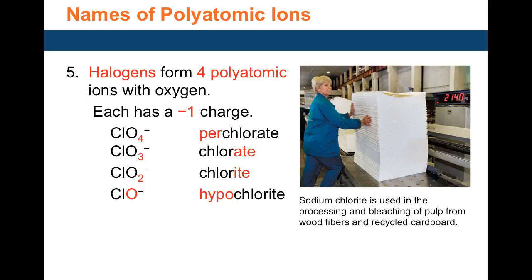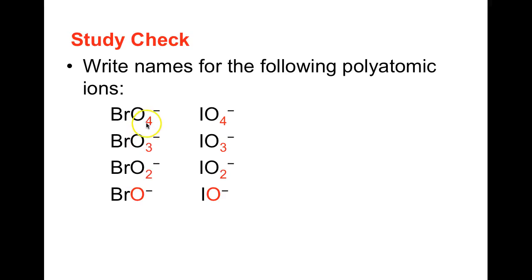All right. So applying this now to the polyatomics of bromine and iodine, you'll arrive at the exact same names. Perbromate, periodate, bromate, iodate, bromite, iodite, hypobromite, and hypoiodite.